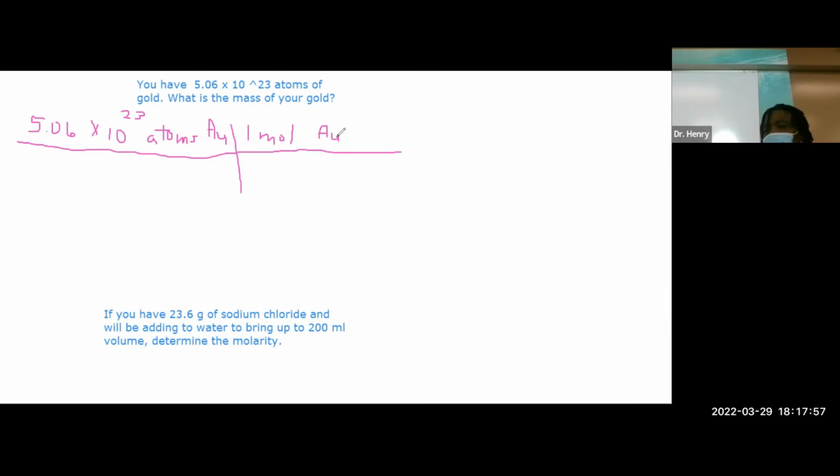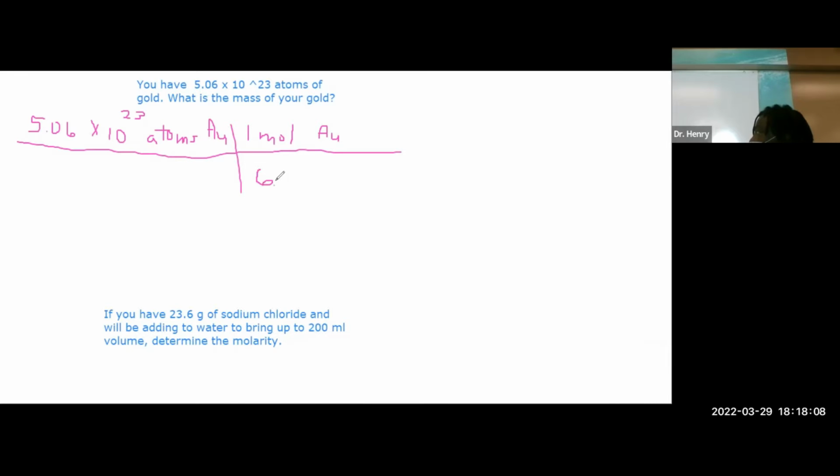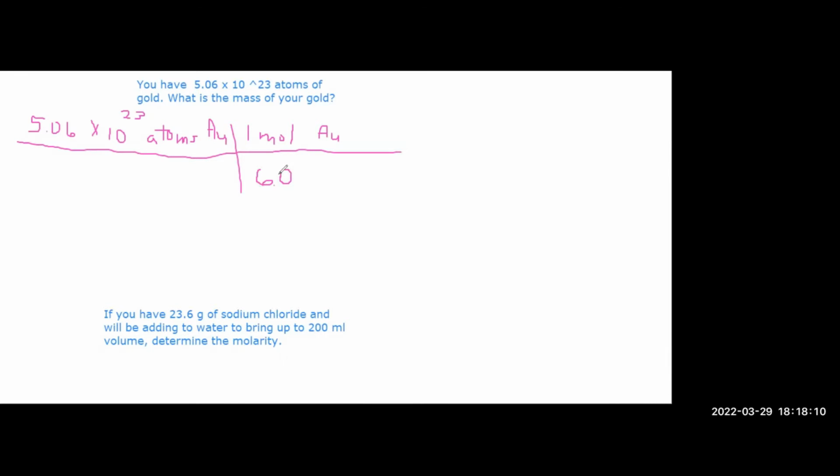Let's get to the first one, right? So then we're going to put Avogadro's number on the bottom, because we can cancel those atoms, right? So that's 6.022 times 10 to the 23rd atoms Au.